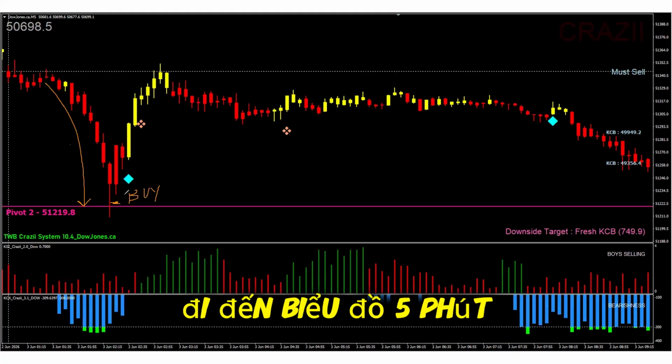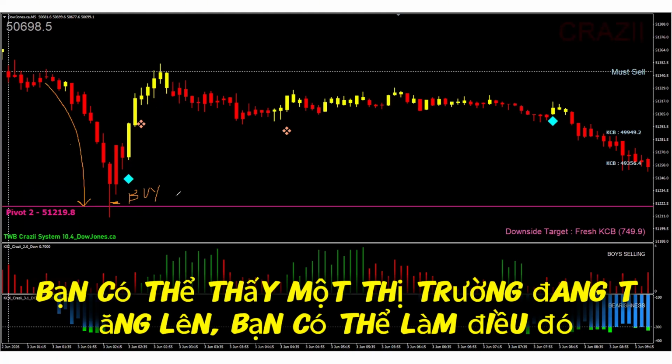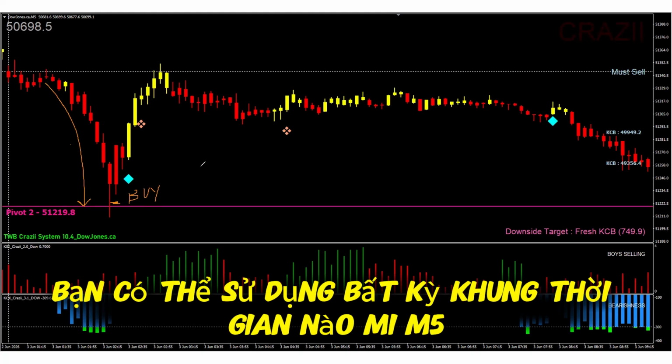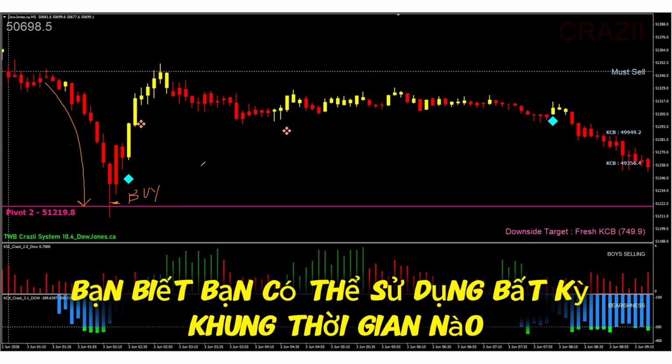Go to the 5-minute chart. You should be able to see a market bottom. You may see the market is turning up. You can do that. Now, remember, in the competition itself, you can use any time frame, M1, M5, M15, M30, H4, any time frame.